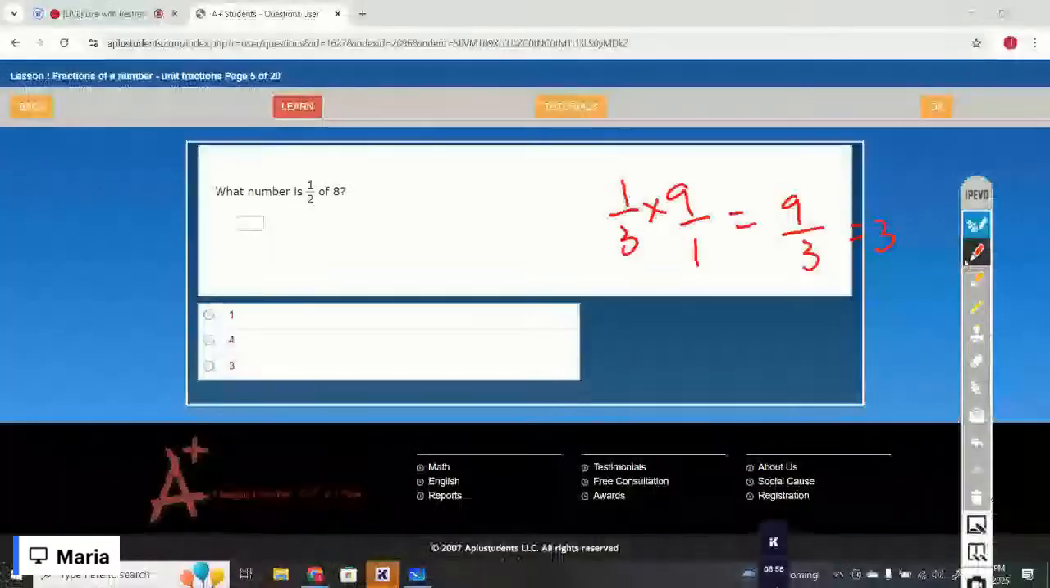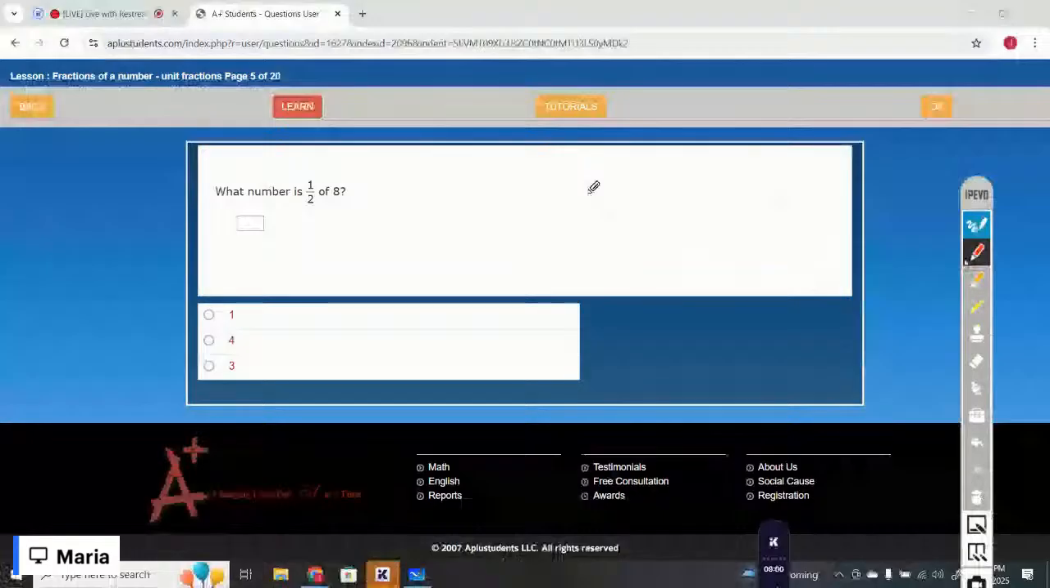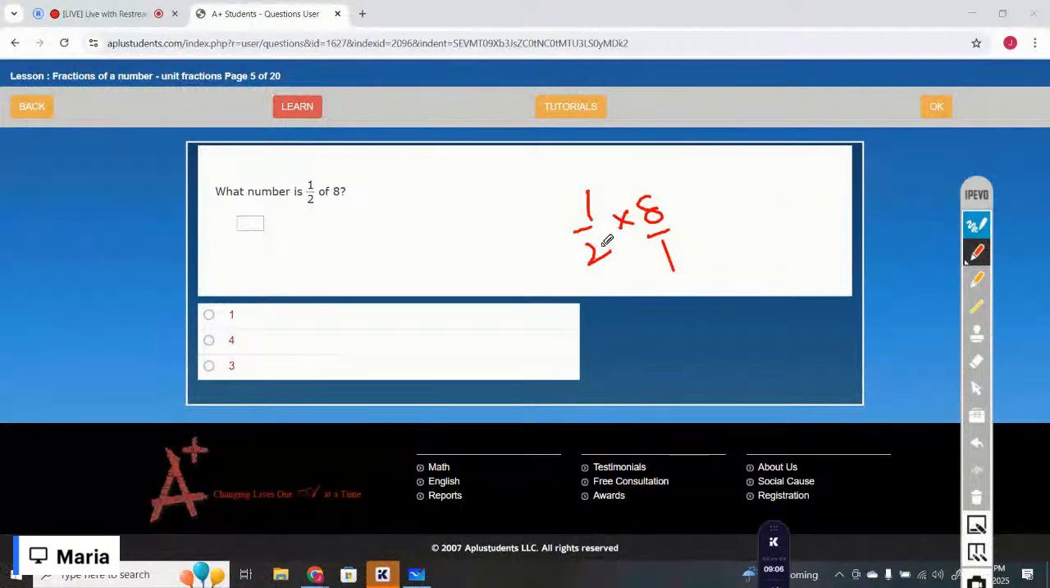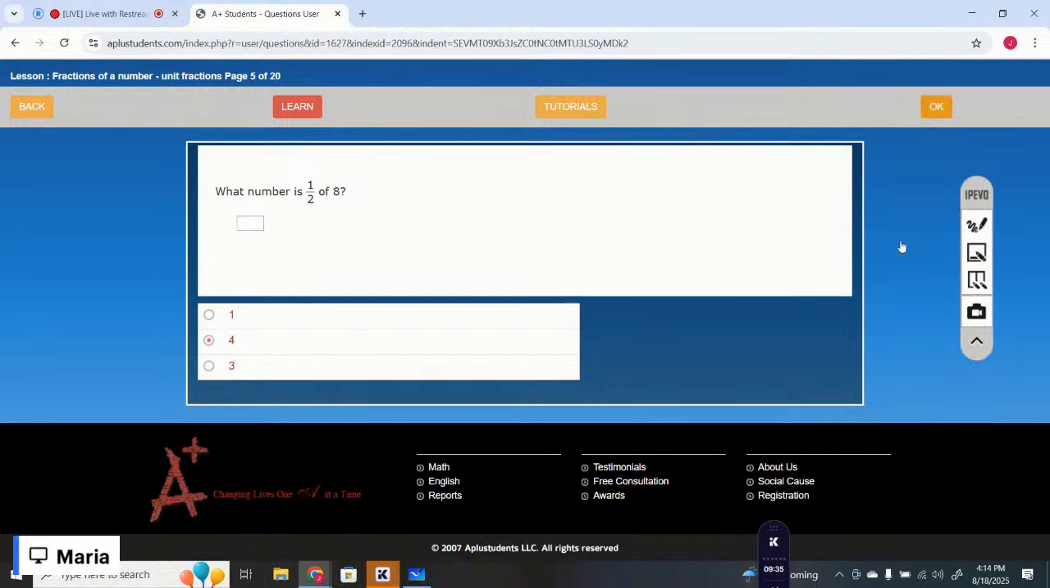What is half of 8? That is 1 by 2 times 8. 8 times 1 is 8 and 2 times 1 is 2. That is 4. Option number 2 is the correct option.